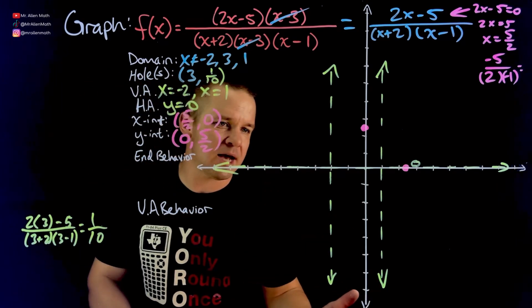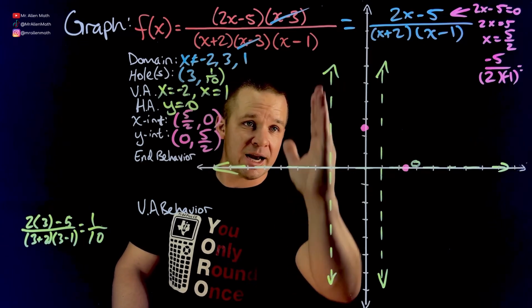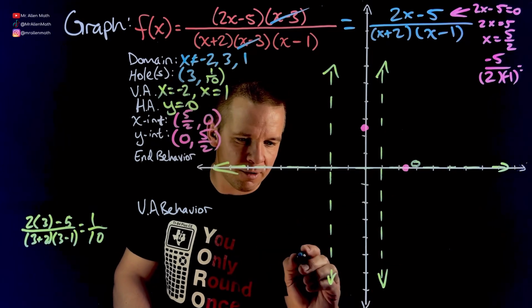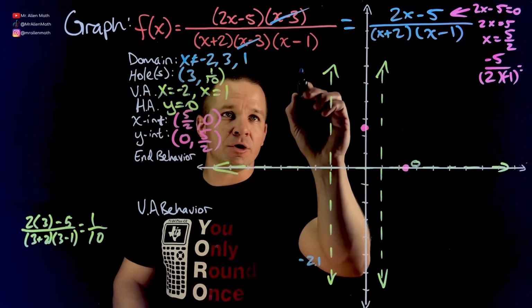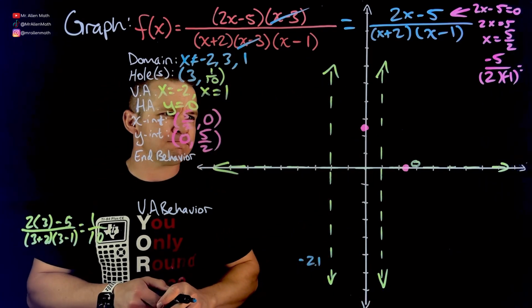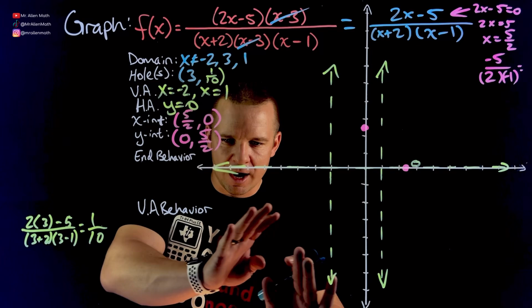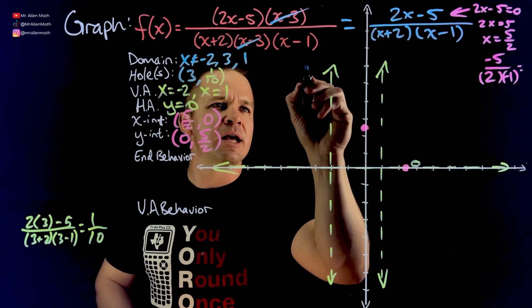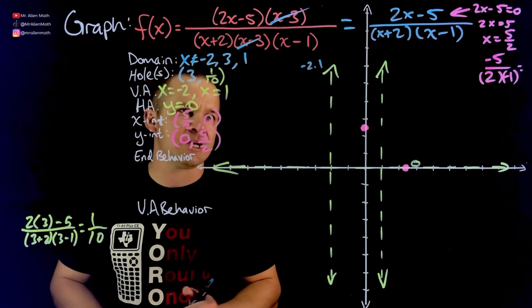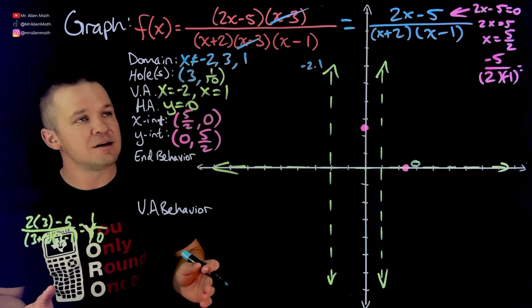So the way I test that is I take a value that is just to the left of this vertical asymptote. This is at x equals negative 2. So I'm going to test out negative 2.1, okay? I'm going to write that up here. Negative 2.1. That is my test value here, to the left of that vertical asymptote. And all I'm looking for is if it's positive or if it's negative. I don't care what the number is, just if it's positive or negative.